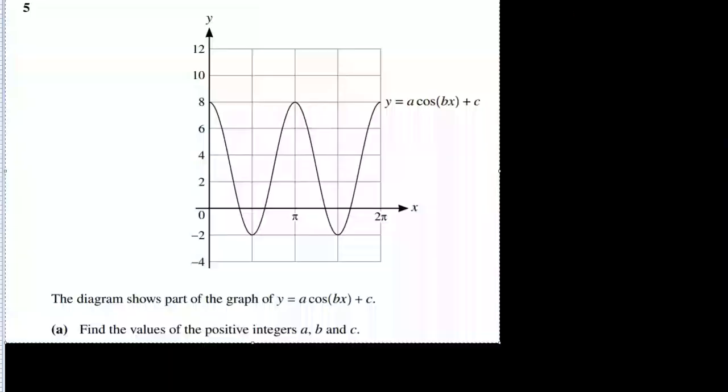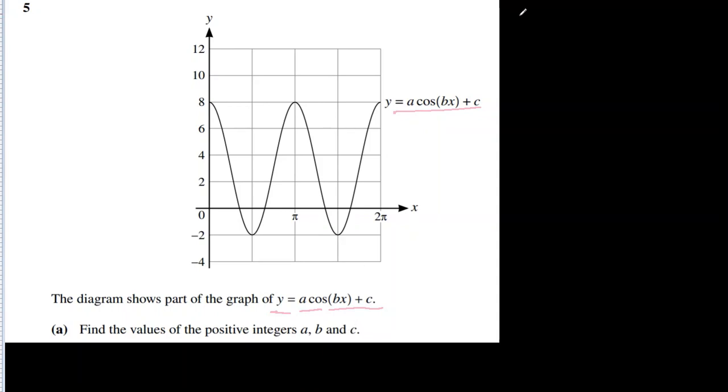Number 5. They have given a trigonometric graph. Most probably it is a cos graph. Yes, it is a cos graph. They're saying that the equation of it is y equal to a cos bx plus c. They have written here as well as here also. Find the value of the positive integers a, b, and c.